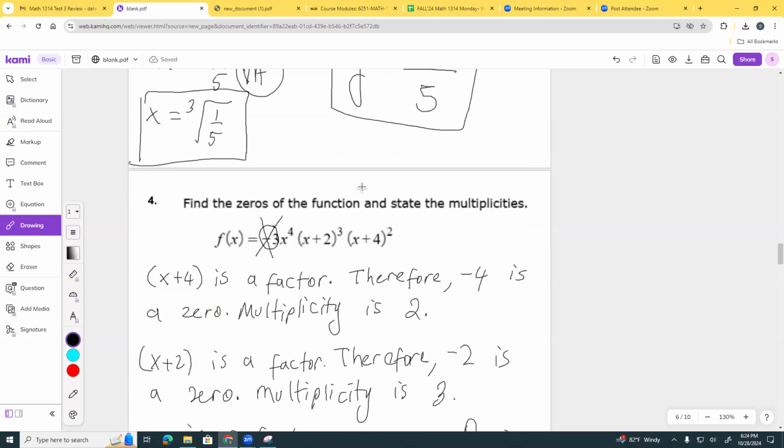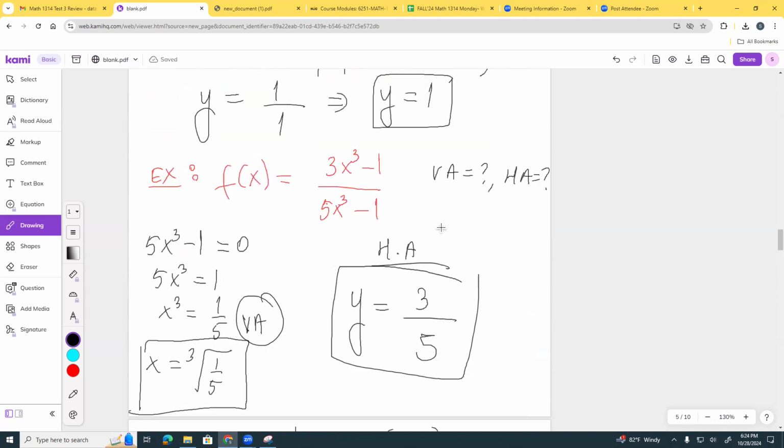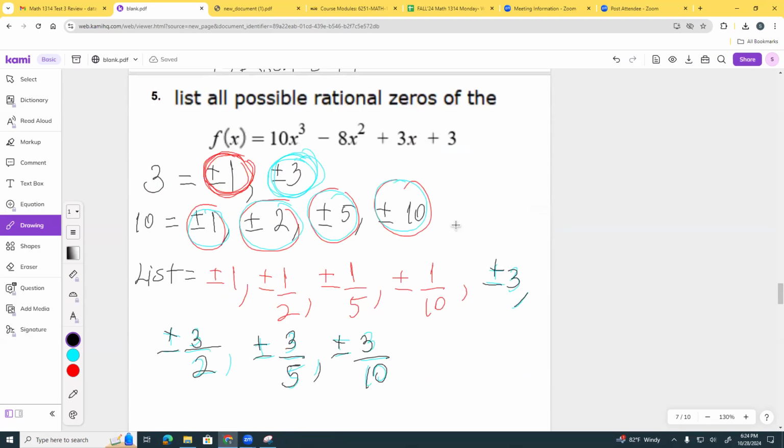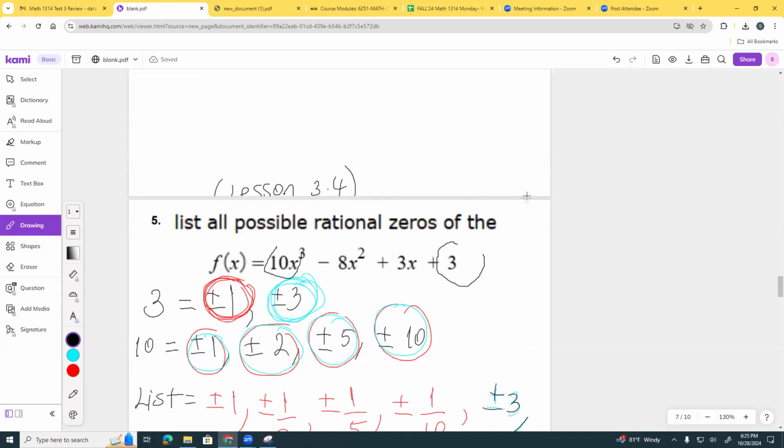This is lesson 3.2. The last number always goes from top, right? Yes, always from top to bottom. Okay, that's question 5, listing possible zeros. You have 2 questions like this on the test. So if you understand one, top to bottom means the last number first and then the leading coefficient. And yes, always from top to bottom. This is, you're right, 3.4. Okay?